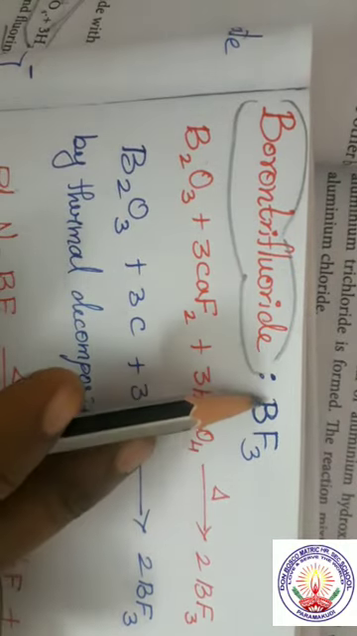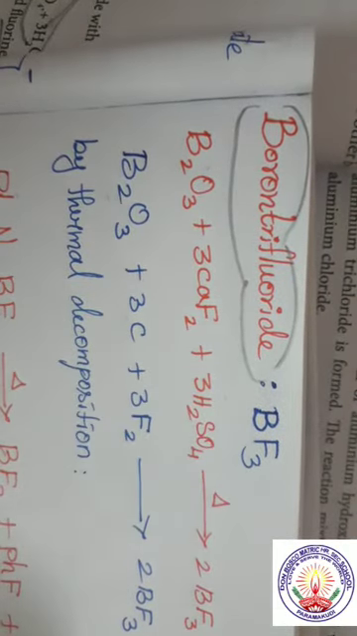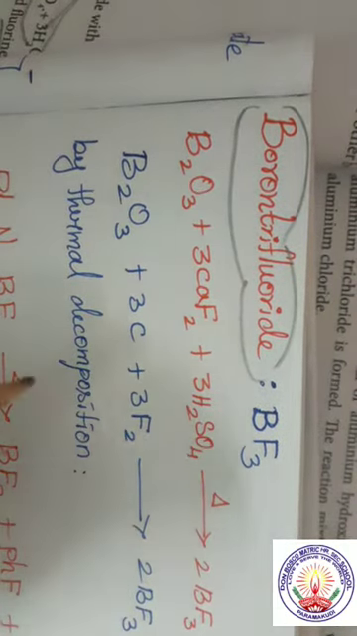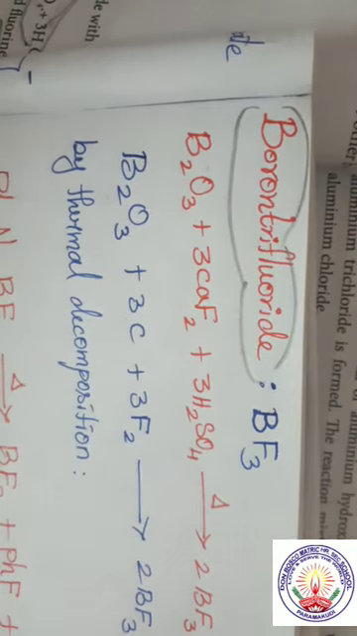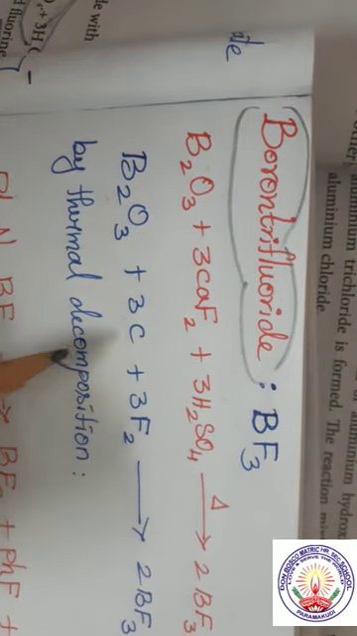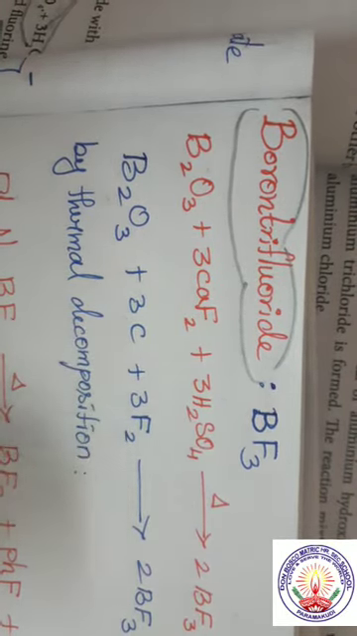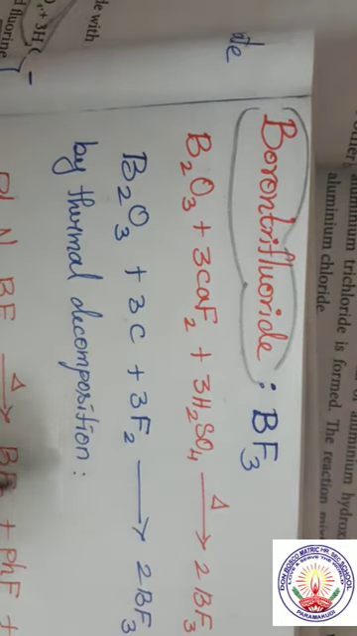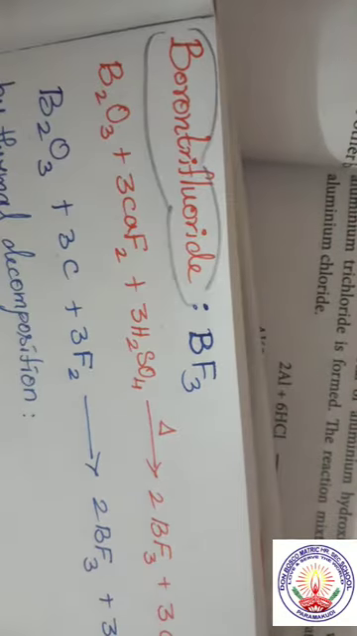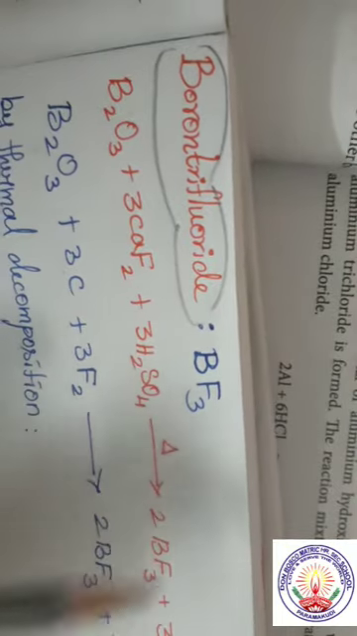This boron trifluoride can be obtained in three ways. The first is treating with calcium fluoride, and the next is treating with carbon and fluorine. Third, by the thermal decomposition method we can prepare this boron trifluoride.